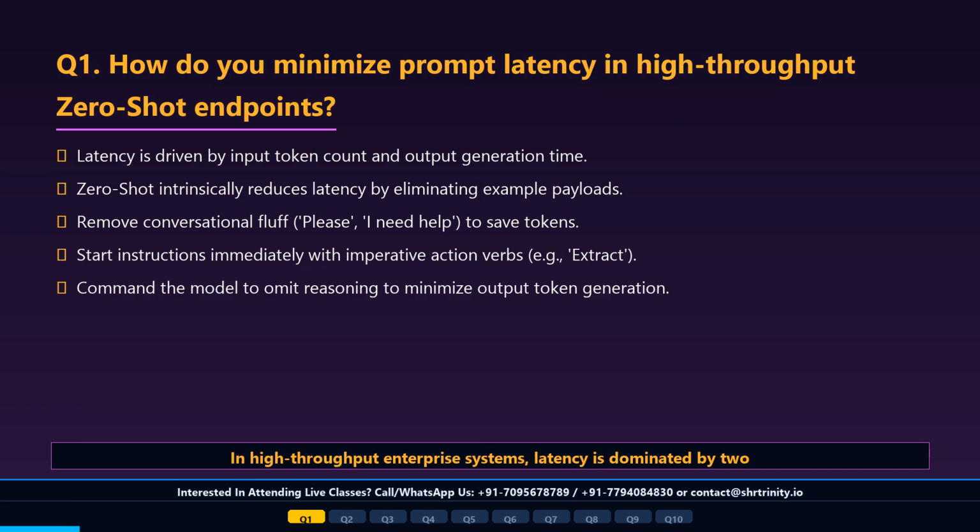In high-throughput enterprise systems, latency is dominated by two factors: the time to first token generated by the model, and the total token payload of the prompt. Zero-shot inherently solves the payload size issue by removing examples. However, to minimize latency further, you must optimize the instruction syntax itself.